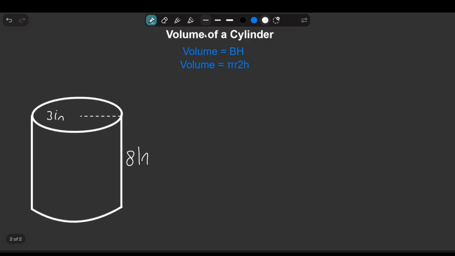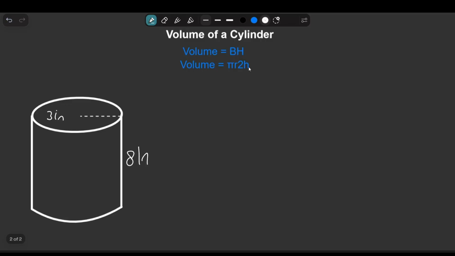Now we have two formulas at the top of the screen here. They look different, but they mean the exact same thing. So the top one says volume equals capital B times capital H, that capital B means the area of the base, times H, which is height.